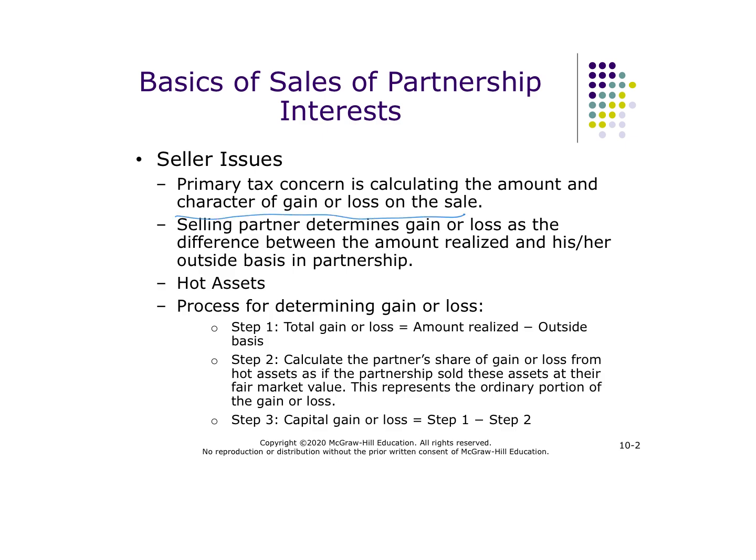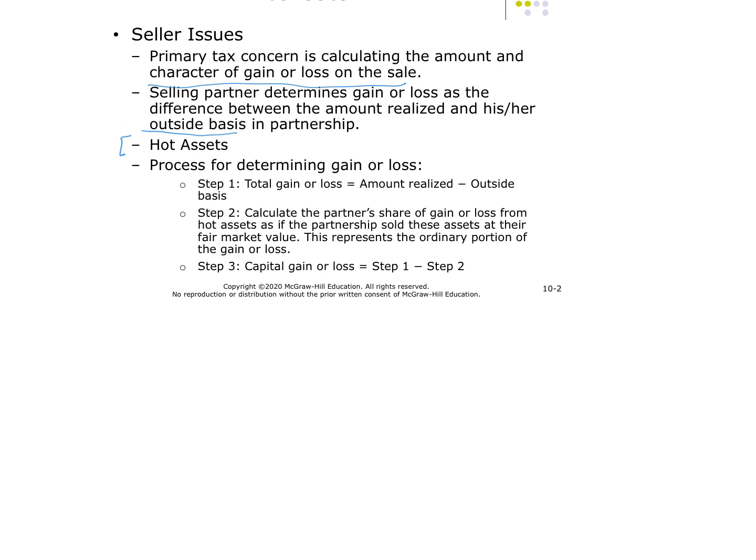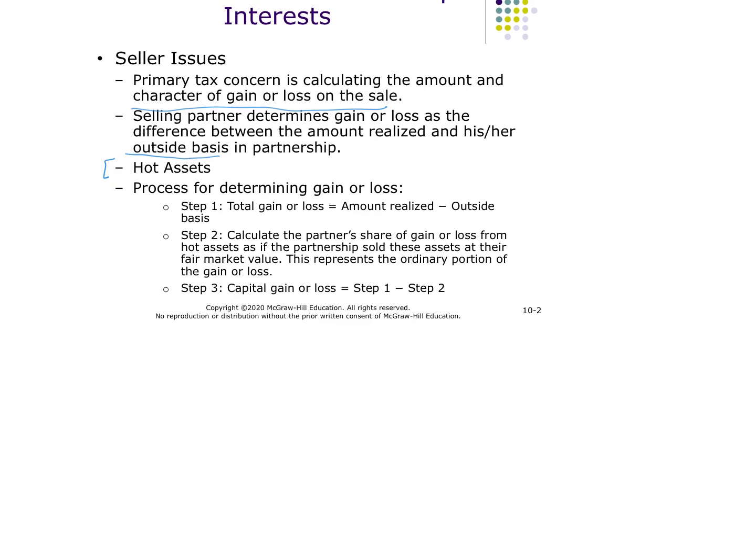And so we need to look at the selling partner, and they're going to determine their gain or loss as the difference between the amount realized and their outside basis in the partnership. Okay. The other thing we have to talk about is this concept of hot assets and what those are. Okay, so I'm going to rearrange these just a little bit here. Okay, and so hot assets are going to cause us to have ordinary gain. Okay, and so what is a hot asset?